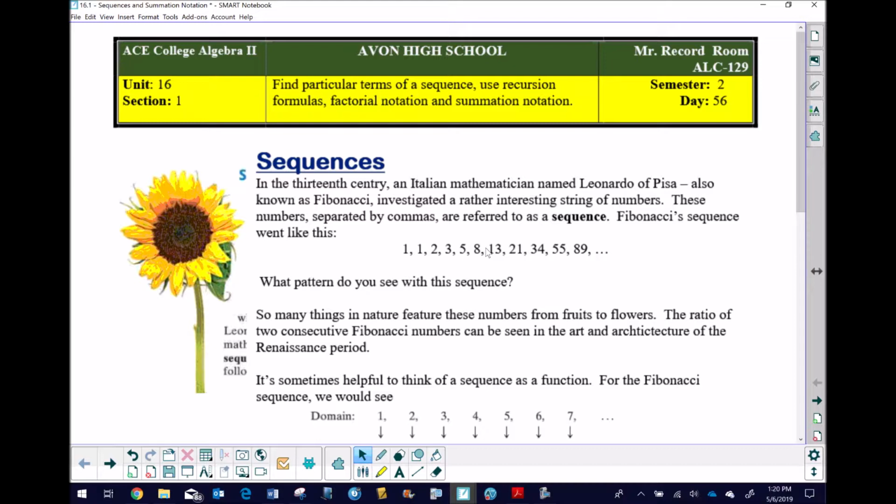The pattern is, Anthony, go ahead. The sum of the previous two numbers, exactly. For instance, if we go somewhere here in the middle, like 21, 21 just happens to be the sum of 8 and 13. Okay, big deal, right? So what? It's dumb.